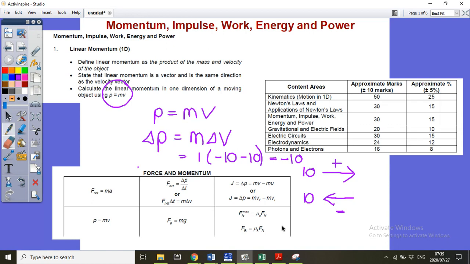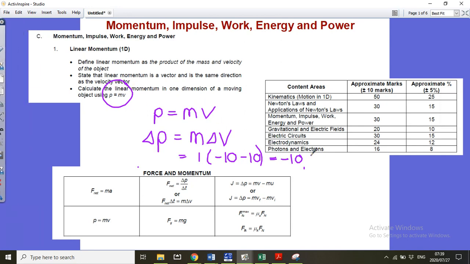So very important, that answer would mean nothing if it doesn't have a unit. And for momentum, it's a derived unit because it's mass and velocity. It's going to be kilograms meters per second for the unit for momentum, as well as the unit for change in momentum. So when you give an answer for change in momentum, remember, do not leave it as a negative. You're going to interpret that negative as a direction because momentum and change in momentum is a vector quantity.